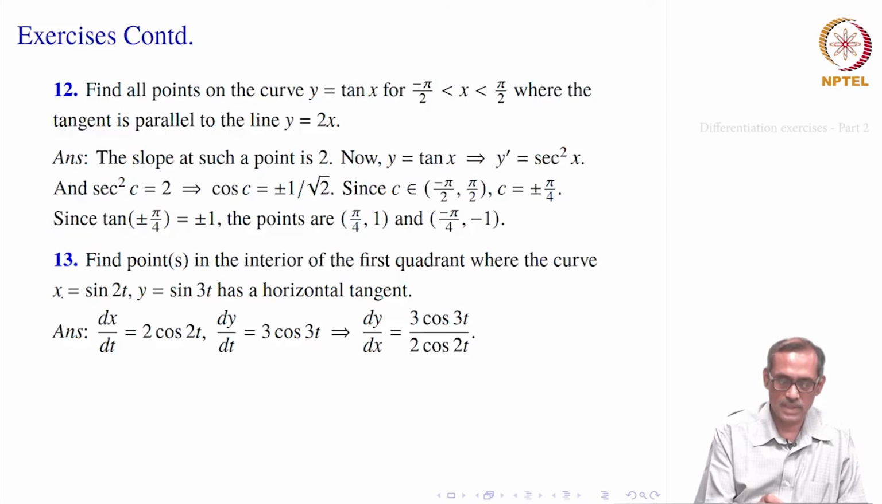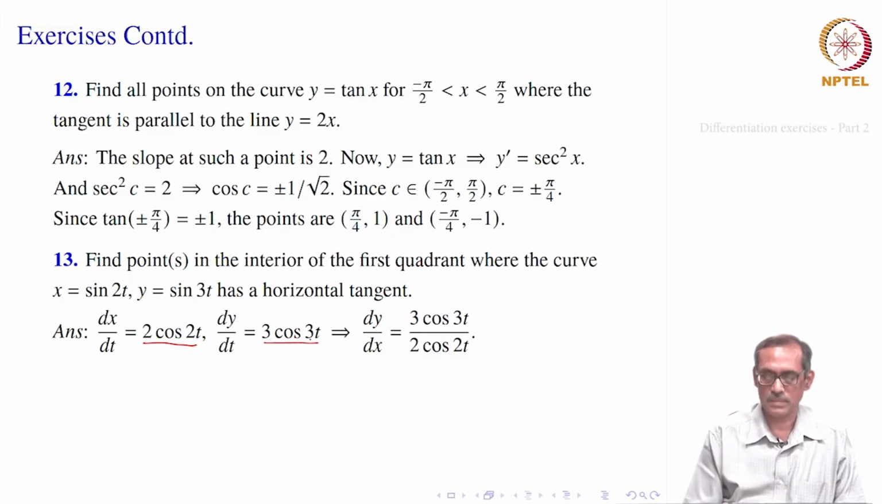Let us say first it is given parametrically. So, dx by dt is 2 cosine 2t, since sin 2t gives cosine 2t and 2t gives 2. dy by dt equal to the differentiation of sin 3t, that gives cos 3t, and 3t with respect to t gives 3.